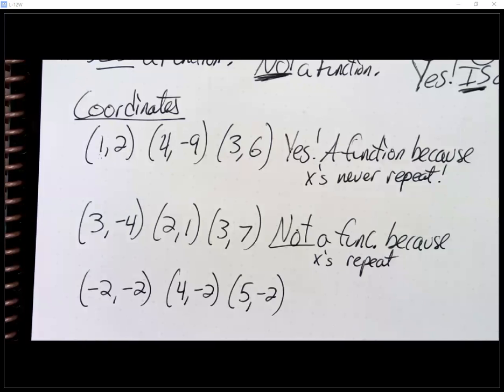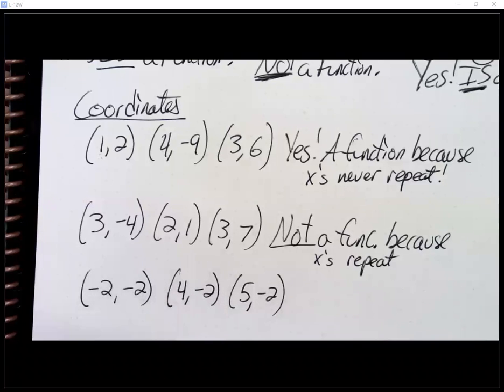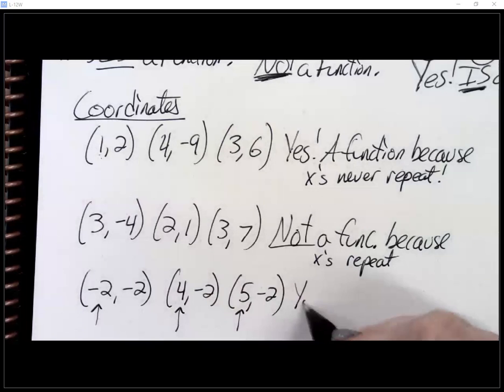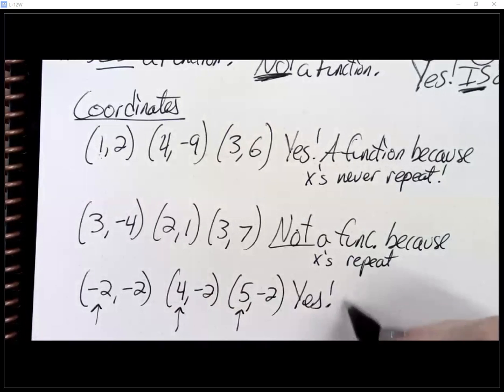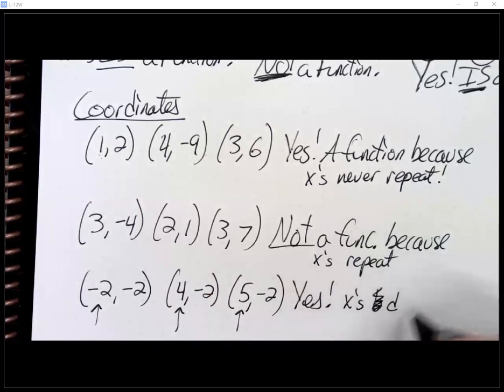What do you mean? It doesn't matter if both of these numbers are the same. We don't care about that, right? All I care about is literally, I don't even look at the Y's. The Y's don't matter. I'm looking at the X's: -2, 4, and 5. The X's never repeat, so it's automatically a function. I don't care what the Y values are. Everybody could have the same Y value. It's the X values that matter. So this is a yes. X's don't repeat.